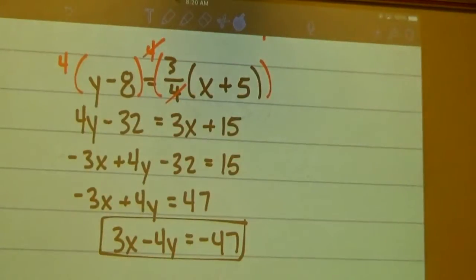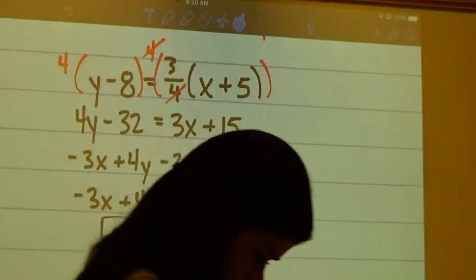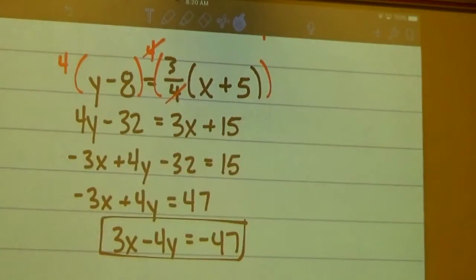We'll never know. All right, so that's standard form. Nothing really changes when we go to slope-intercept form, except for the fact that we're solving for y rather than putting x and y on the same side.